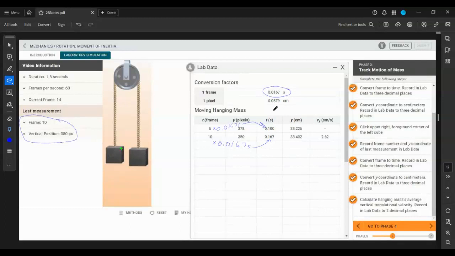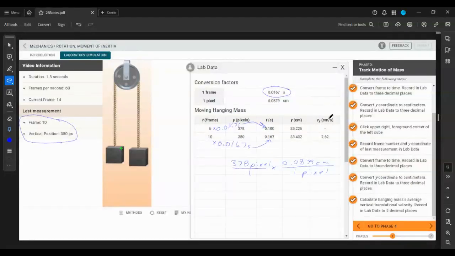Then for our distance conversions to see what these Y positions are, for the first one, 378 pixels. Then our conversion is 0.0879 centimeters per 1 pixel. Again, pixels are technically units here and they cancel each other, but that's going to multiply and give you your top number. In a similar way, you'd multiply with the 380 to get the bottom number, or whatever your values happen to be.